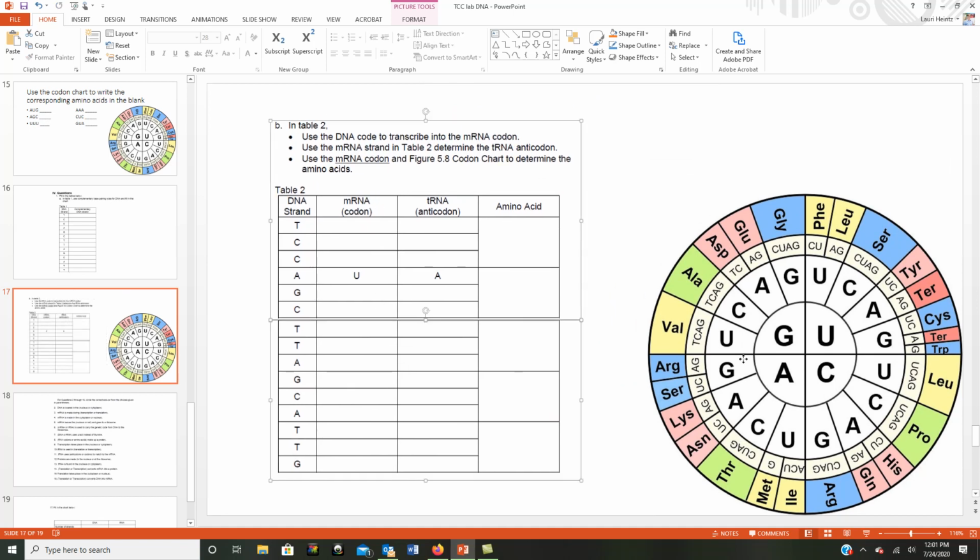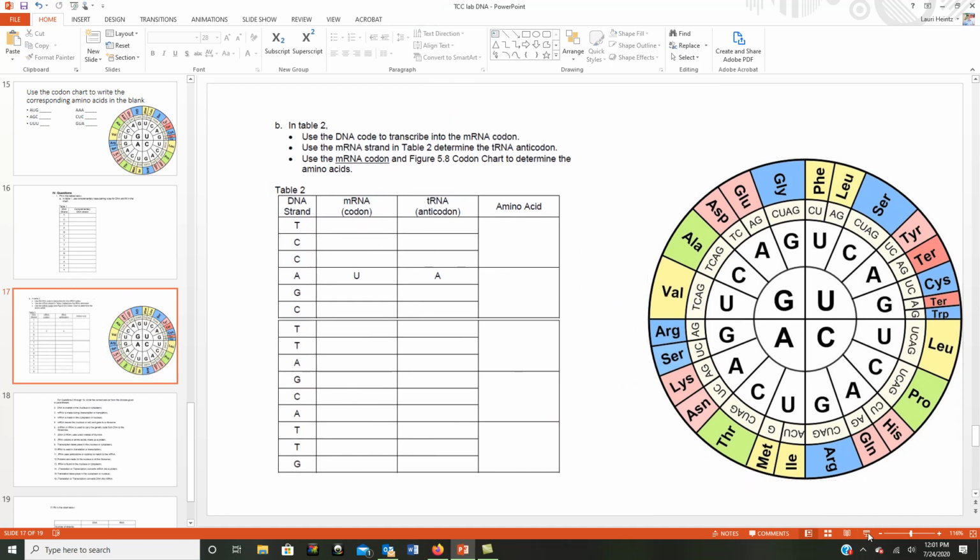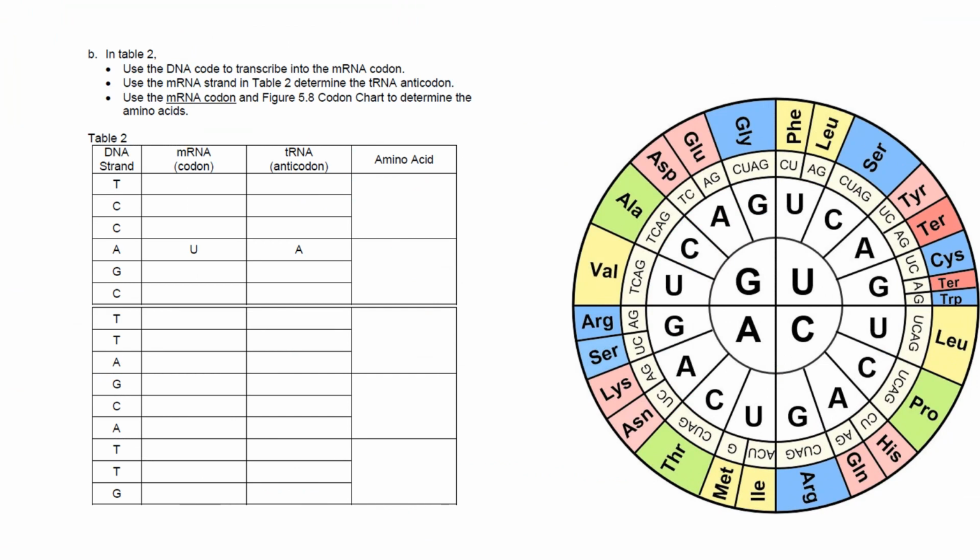Sorry guys, I should have paid attention to what I was doing earlier. Alright. That means I have to retranscribe my stuff over here, and I have to turn on my pen function.